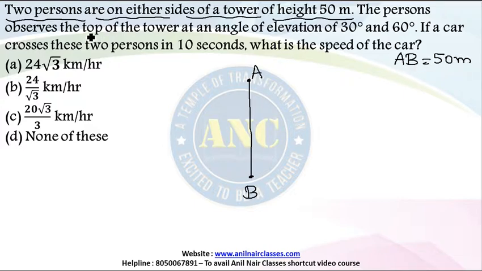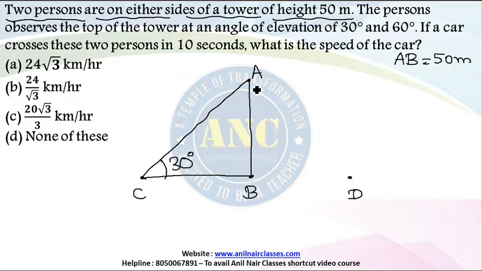Two persons are on either side of the tower. This person is person C. There is another person, I will call person D. Next, this is the first point. Next, the persons observe the top of the tower at angles of elevation of 30 degrees and 60 degrees. This particular angle is 30 degrees, and this particular angle of elevation is nothing but 60 degrees.